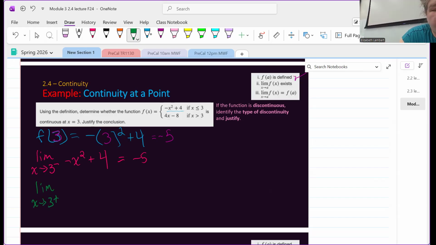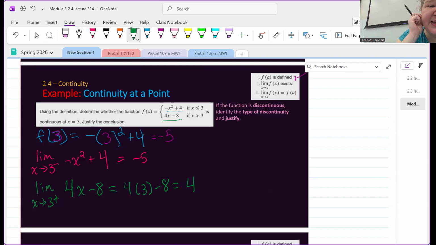Now, when we're looking at 3 from the right side, this is where we flip to the other function, the 4x minus 8. But again, I'm just going to shove 3 in there and see what happens. So 12 minus 8 is 4.